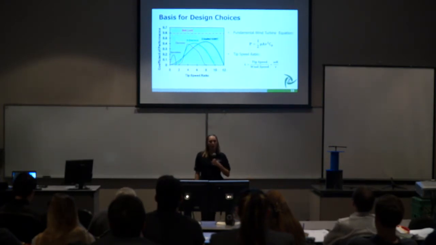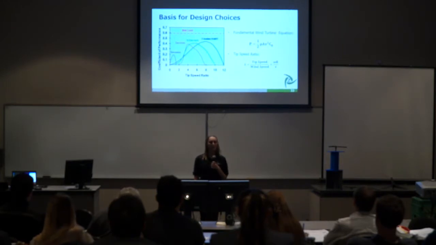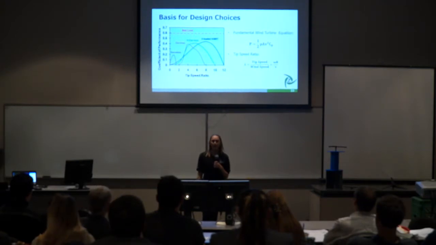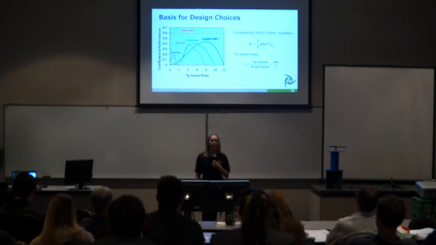Tip speed ratio was also used to determine if we were getting adequate rotational speed. On the left of the screen is published data. It correlates the coefficient of performance with tip speed ratio for different blade types. Estimating our coefficient of performance, we can use this published data to determine our tip speed ratio and therefore determine an estimate of our rotational speed.